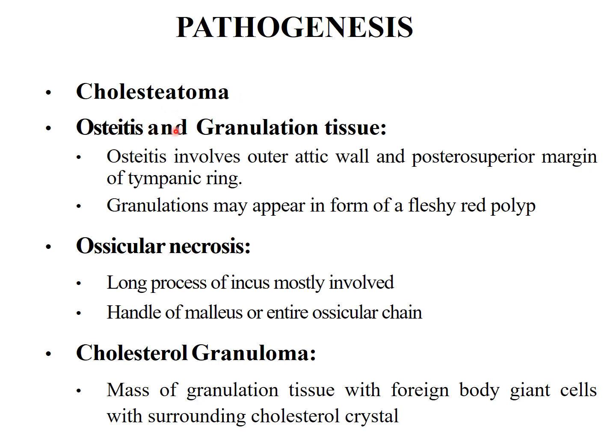Then the osteitis and the granulation tissue. Osteitis involves the outer attic wall and the posterior margin of the tympanic ring. A mass of granulation tissue surrounds the osteitis and may even fill the attic, antrum, posterior tympanum and the mastoid. These granulations may appear in the form of a fleshy red polyp.